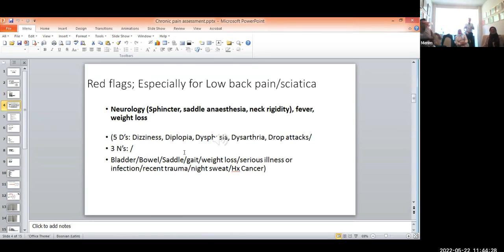Next, you need to exclude what we call red flags, especially if you have somebody coming to you with low back pain or sciatica. You want to exclude two things. We want to exclude that they have what we call cauda equina, which is a surgical emergency. It means there is a disc pressing on nerves and that needs a surgeon within 12 hours. Otherwise, they might lose control of urine and feces forever. That is very serious, and the patients with this need to know this.